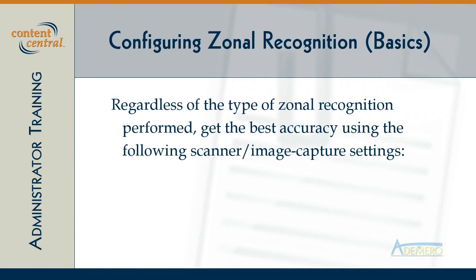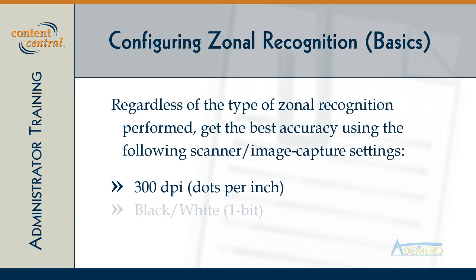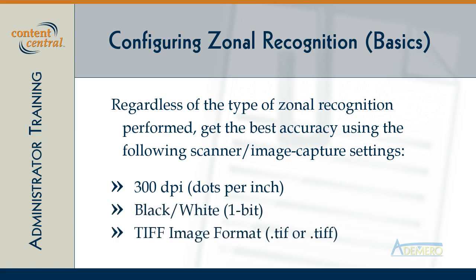Whether your zones are configured to look for a barcode or text, you'll get the best accuracy by making sure your scanner is producing images that are 300 dots per inch, black and white, and in TIFF format. You can use other settings, but the accuracy will typically be lower.